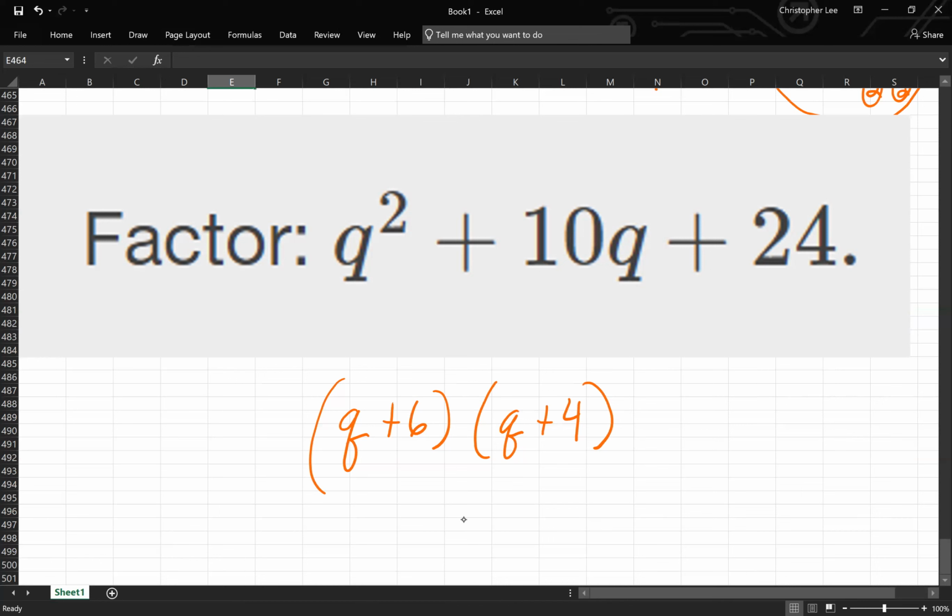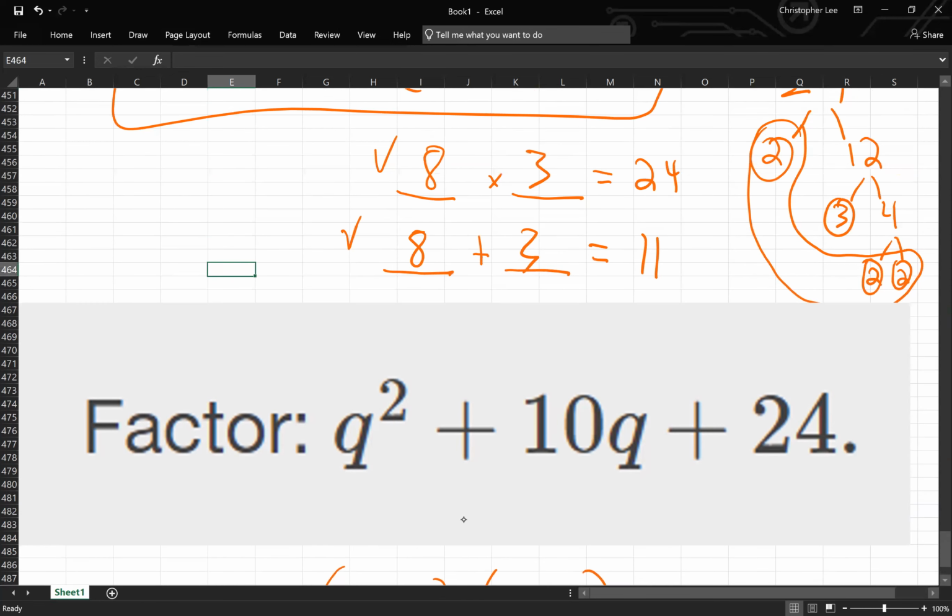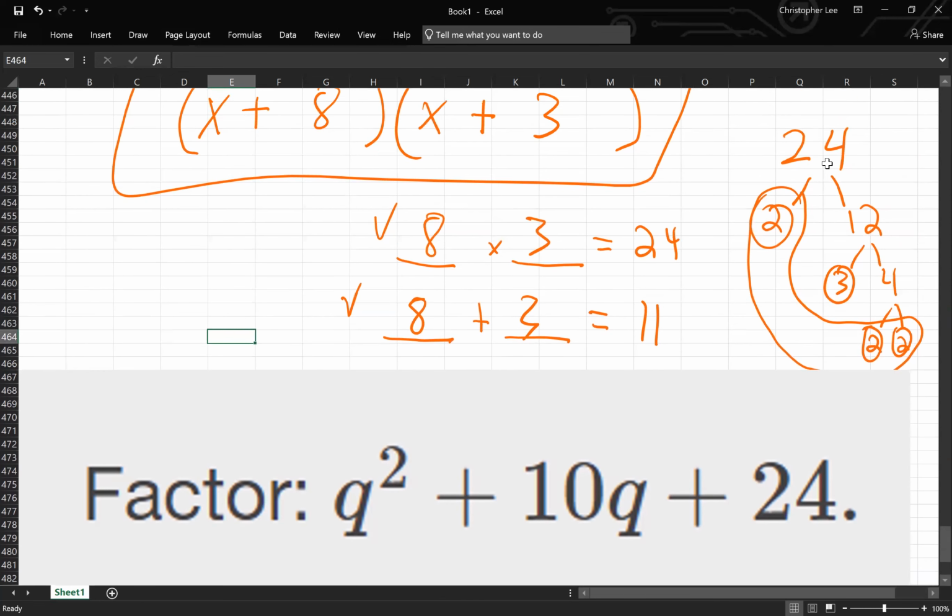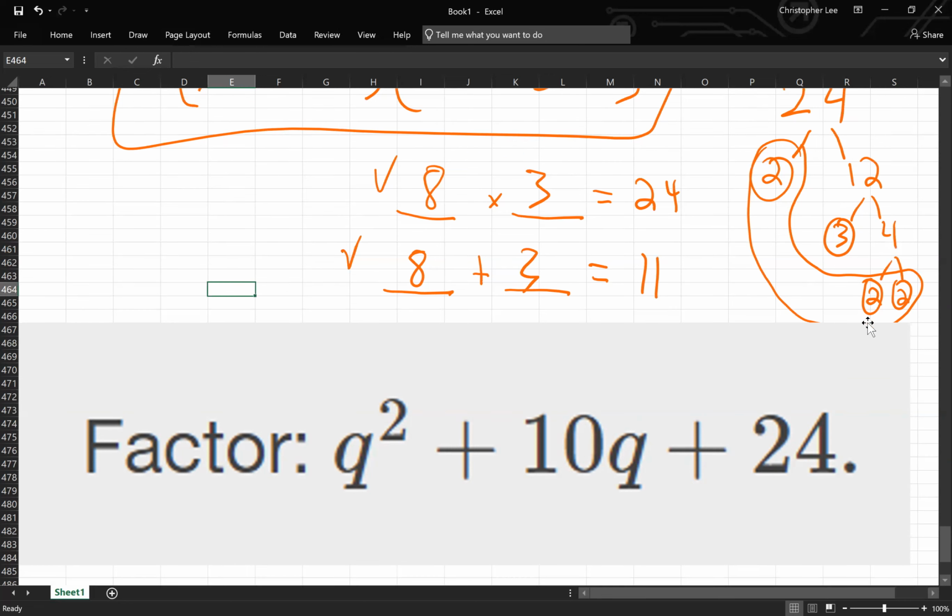Is this clear? Does everybody understand this? Or you guys want to see the tree again? The tree will always work, right? Coincidentally, I have 24 right here, right, with my tree. So all I have to do is figure out how to do it, right? So if we combine the 2 and the 3, that's 6. The 2 and the 2, that's 4. 6 plus 4 is 10. That's it.